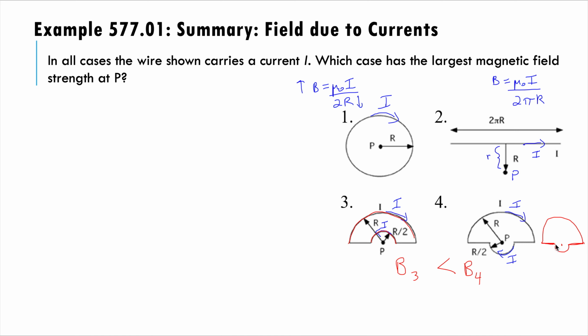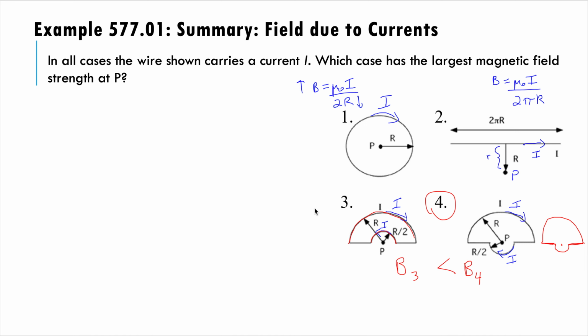But if we consider this as a big half loop and a smaller half loop, and we know that the smaller the loop, the bigger the field, then that tells us, without doing any calculations, that the field will be stronger at point P for loop 4. So that answers our question.